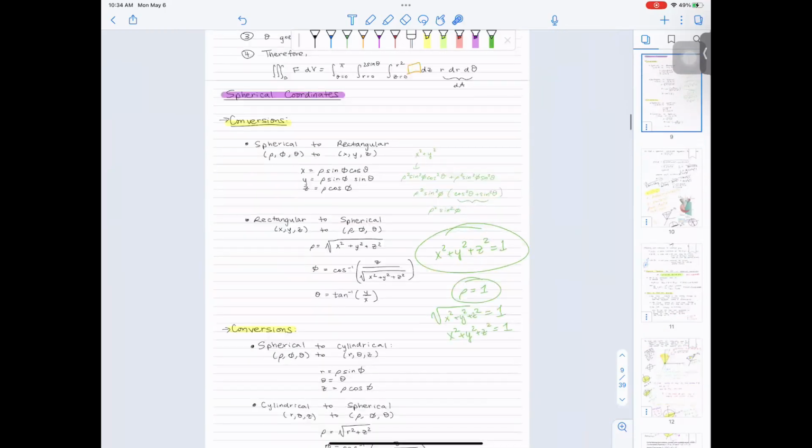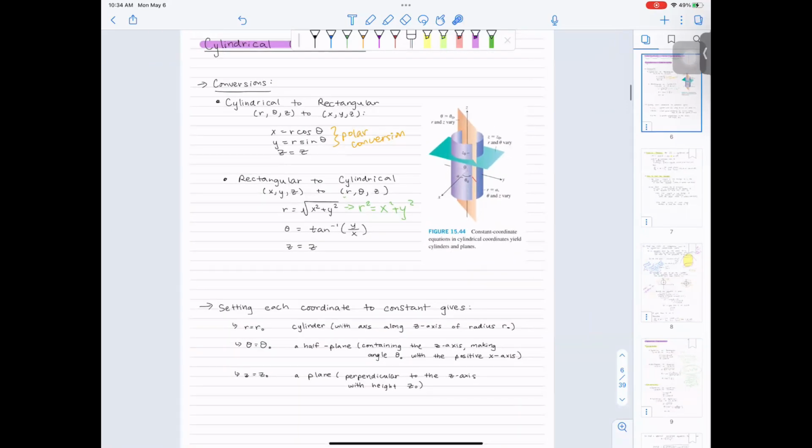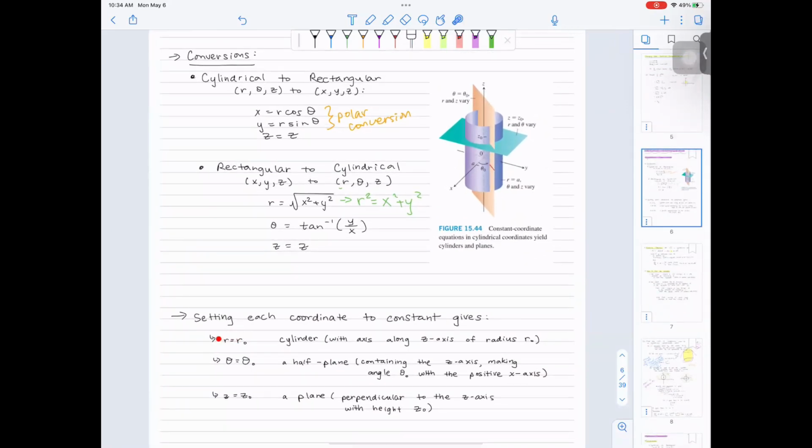You also have a similar thing for cylindrical coordinates. If you set r equal to a number, you get a cylinder. If you set theta equal to a number, you still get a half plane. If you set z equal to a number, you get a full plane.